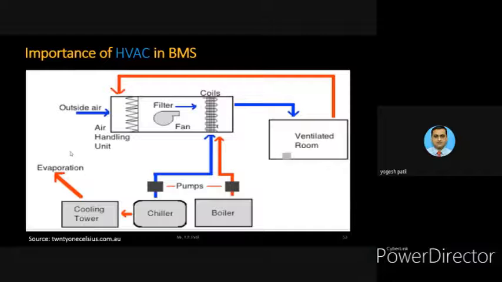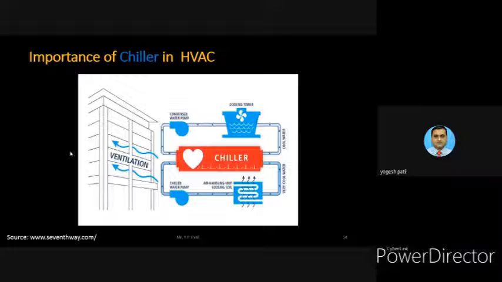We will now explore this particular diagram, starting from the chiller. The first is the chiller, and the importance of the chiller in a building automation system. We will learn details about this chiller and what the different parameters are that can be measured in this particular system. That also we will try to explore.